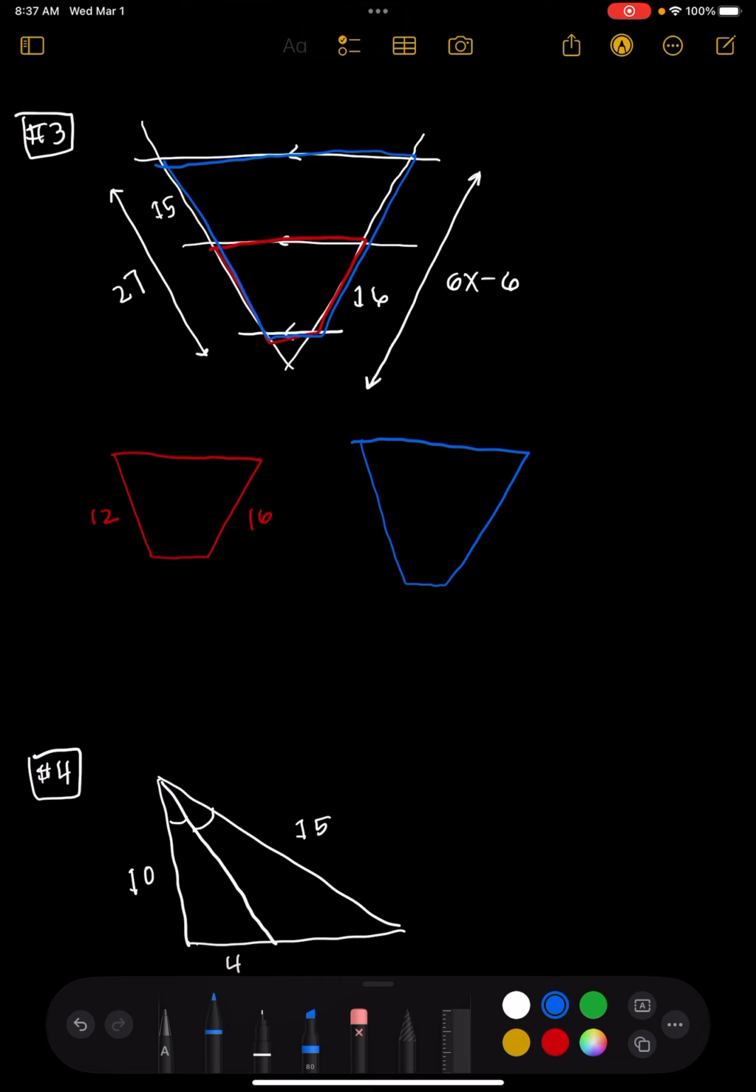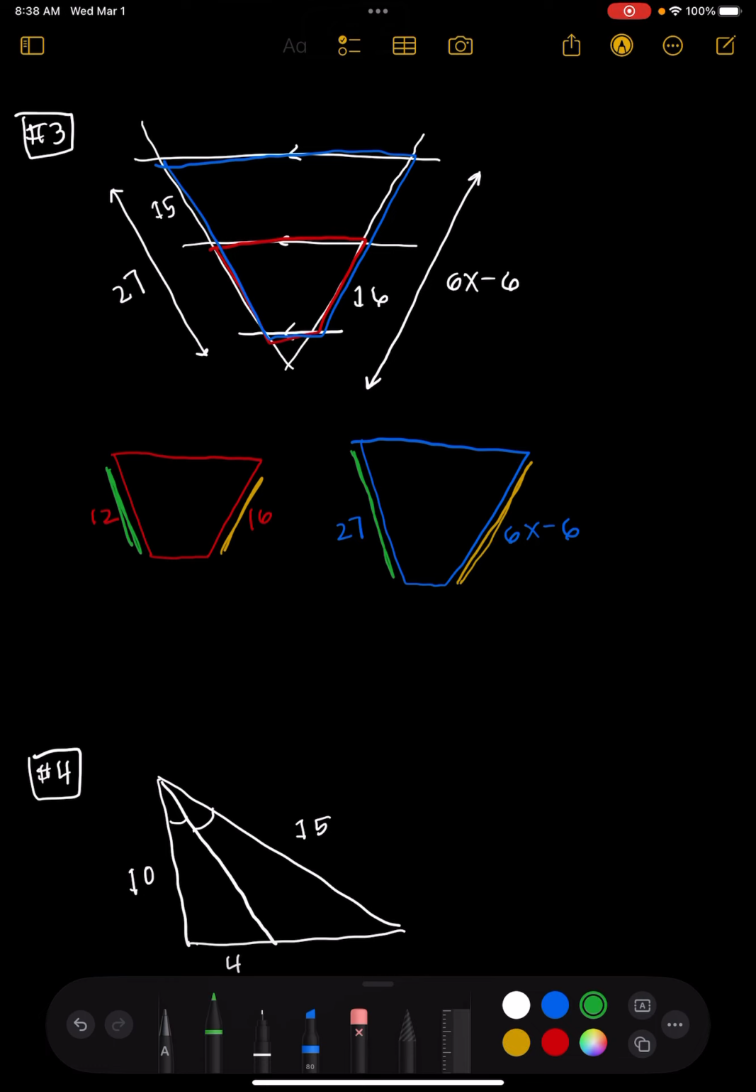And we know that this left side has to be 27, and then the right side is 6x minus 6. Okay, so now they're set up. We can do our green side and yellow side. Our green side can just be the left side, and then our yellow side can be the right side.